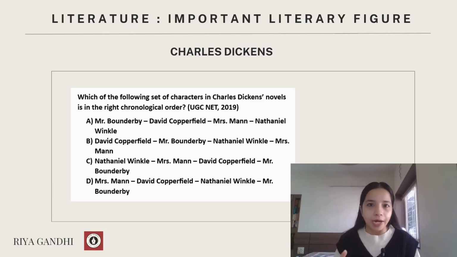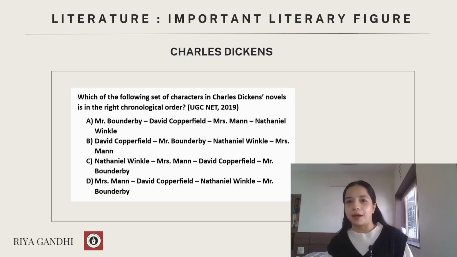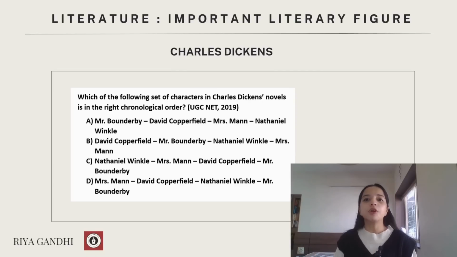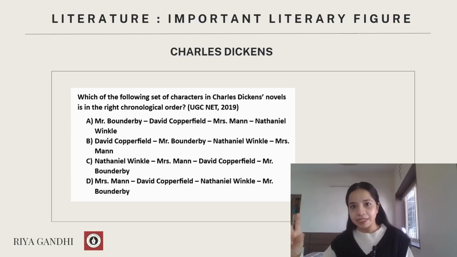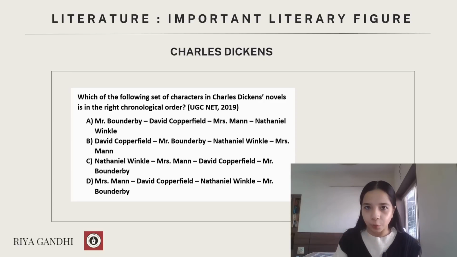So, for that, you first need to understand the characters and in which novel they appear. So for example, Mr. Bounderby is from Hard Times, David Copperfield is from David Copperfield, Mrs. Mann is from Oliver Twist, and Nathaniel Winkle from Pickwick Papers. Now if you understand the chronology of Charles Dickens' novels, you have got the answer right in front of you. The first novel published by Charles Dickens is the Pickwick Papers, and Nathaniel Winkle is from Pickwick Papers, so the first character will be Nathaniel Winkle.